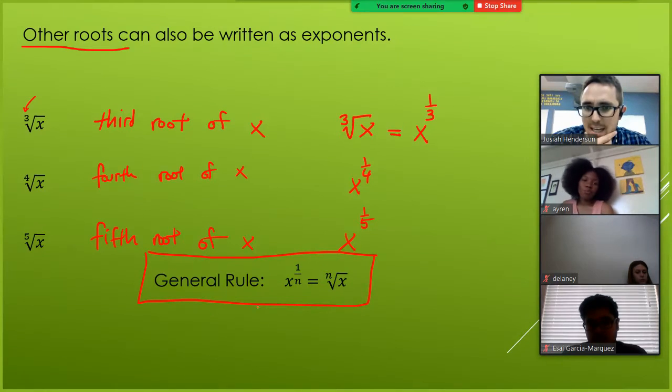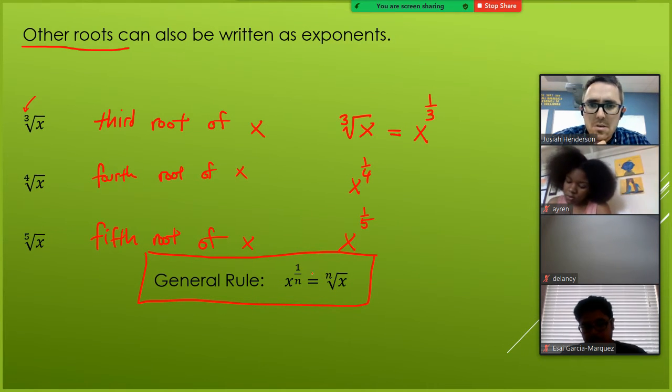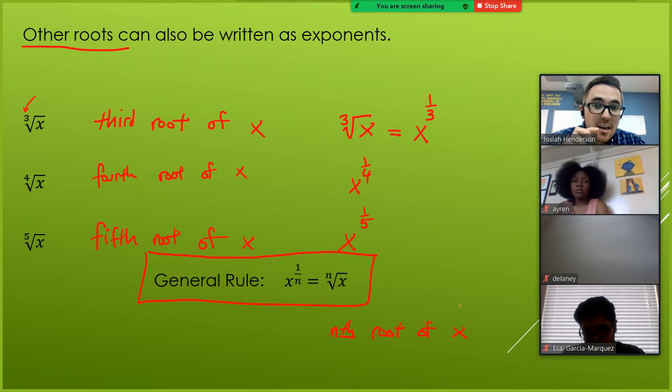So make sure to have this down in your notes. X to the 1 over n power is equal to the nth root. I'm going to write that down. The nth root of x, okay? I'm calling it n and not a specific number because this is general. So it could be that x to the 1 over 100 is equal to the 100th root of x, or any number you want.